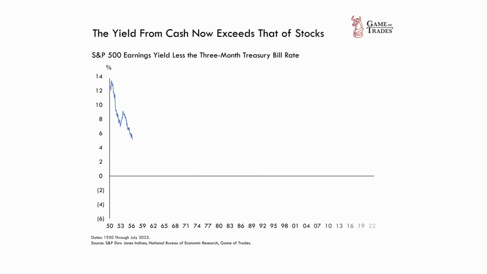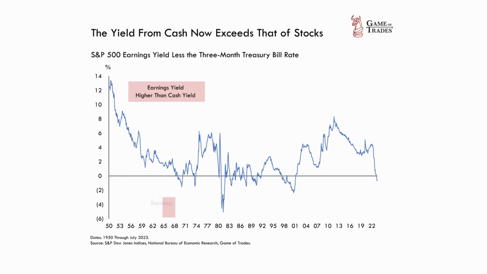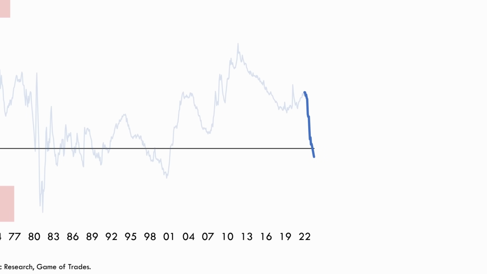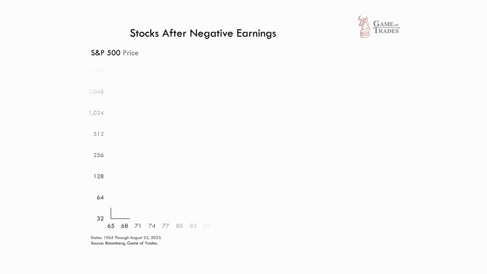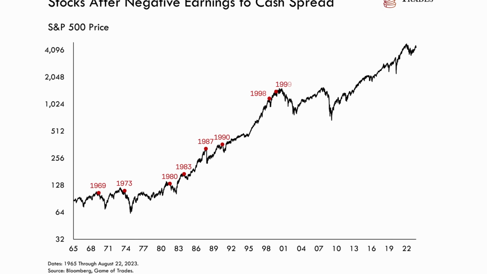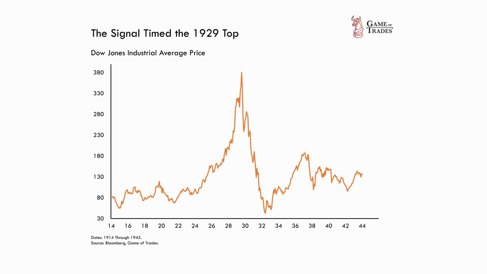For the first time since the year 2000, the S&P 500 earnings yield is less than the yield on a 3-month treasury bill. We saw 8 moments where this spread has gone negative since 1950, many of these occurring before considerable drawdowns in the stock market. The same signal also occurred in 1929, right before a multi-decade top in stocks.